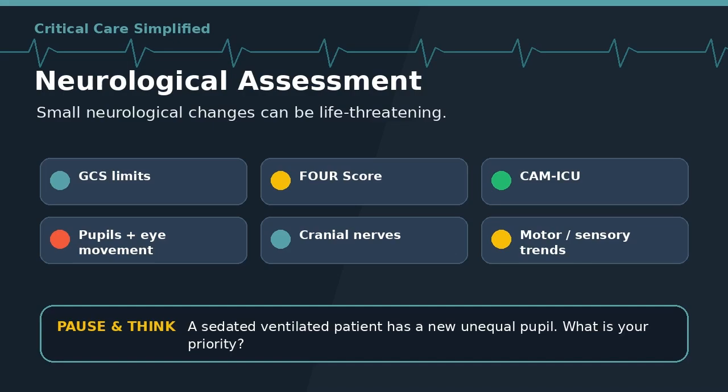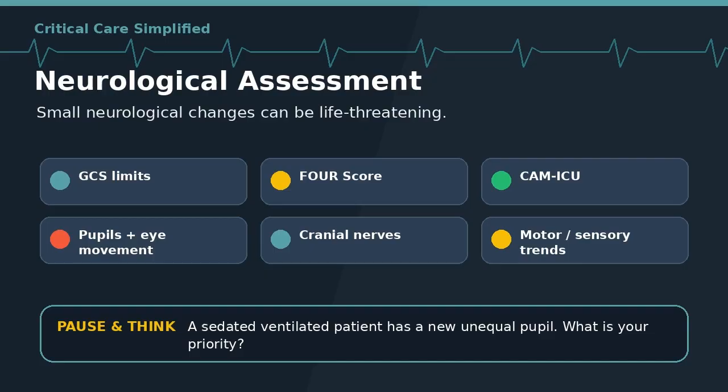Cranial nerve checks can give powerful clues. Pupillary response and eye movements may reveal increased intracranial pressure or brainstem involvement. Facial symmetry, corneal reflexes, gag, swallowing, and tongue movement can help identify stroke risk, aspiration risk, or lower brainstem dysfunction. The key is trend recognition. A single score matters, but the direction of change matters more.